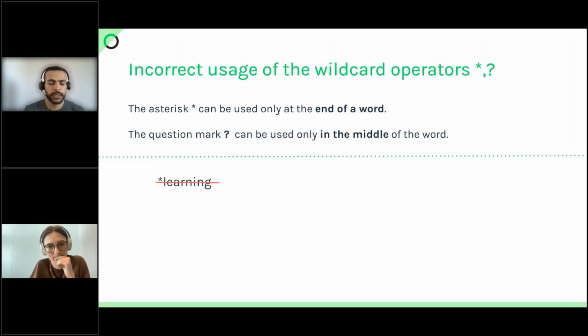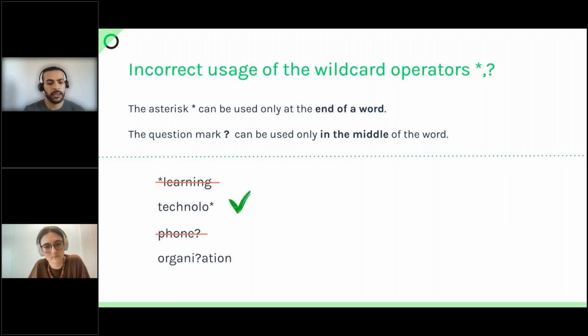So this is incorrect. This example is correct, and it will match words that start with those characters, such as technology, technological, technologies, etc. This example is incorrect because the question mark cannot be placed at the end of a word. It can only be placed within the word. It will not match results such as phones. And the last example, organization, is correct. The question mark is placed within a word, and this keyword will match both the British and American spelling of organization.